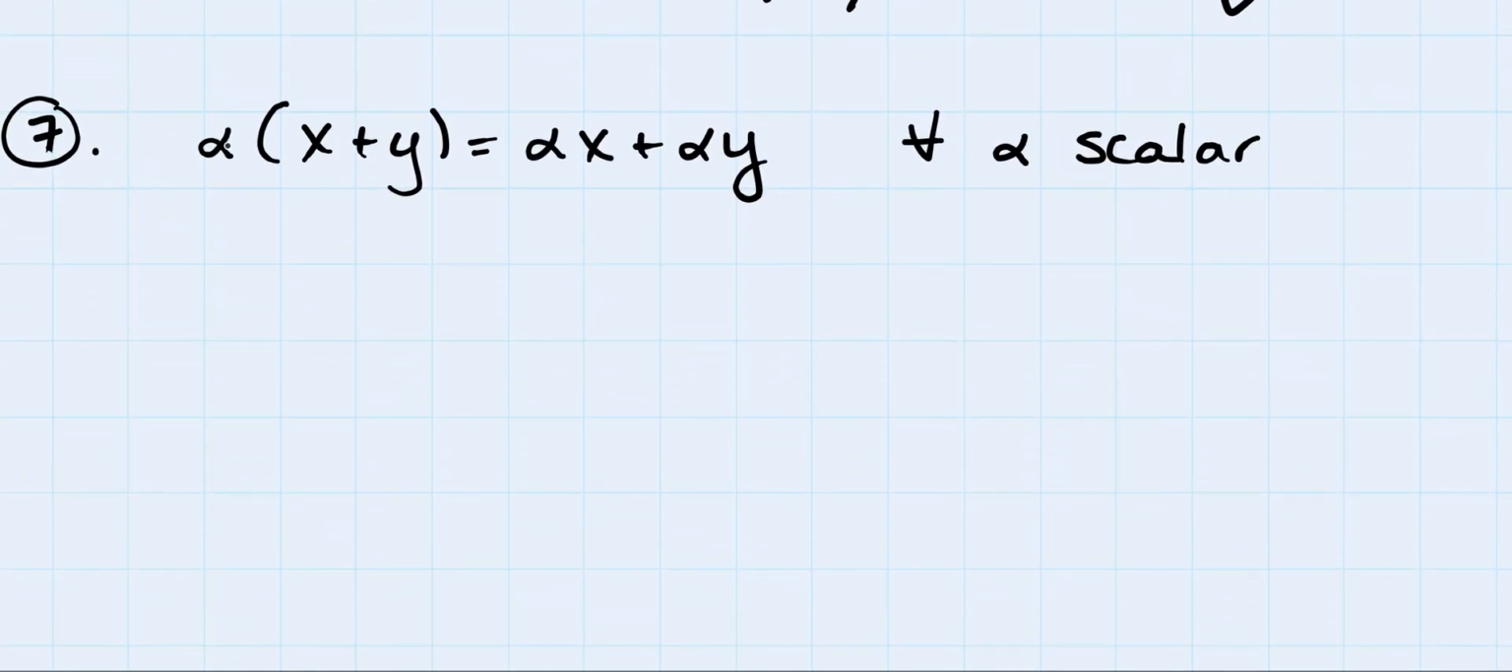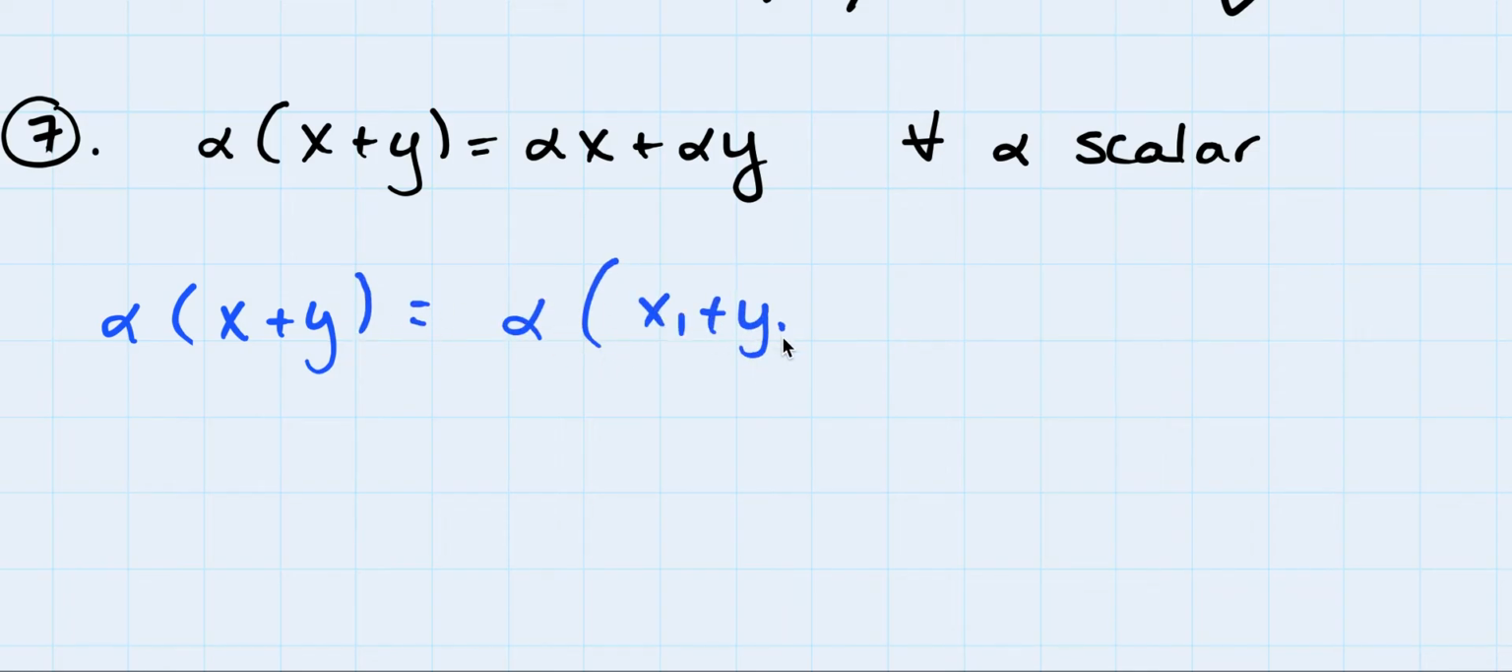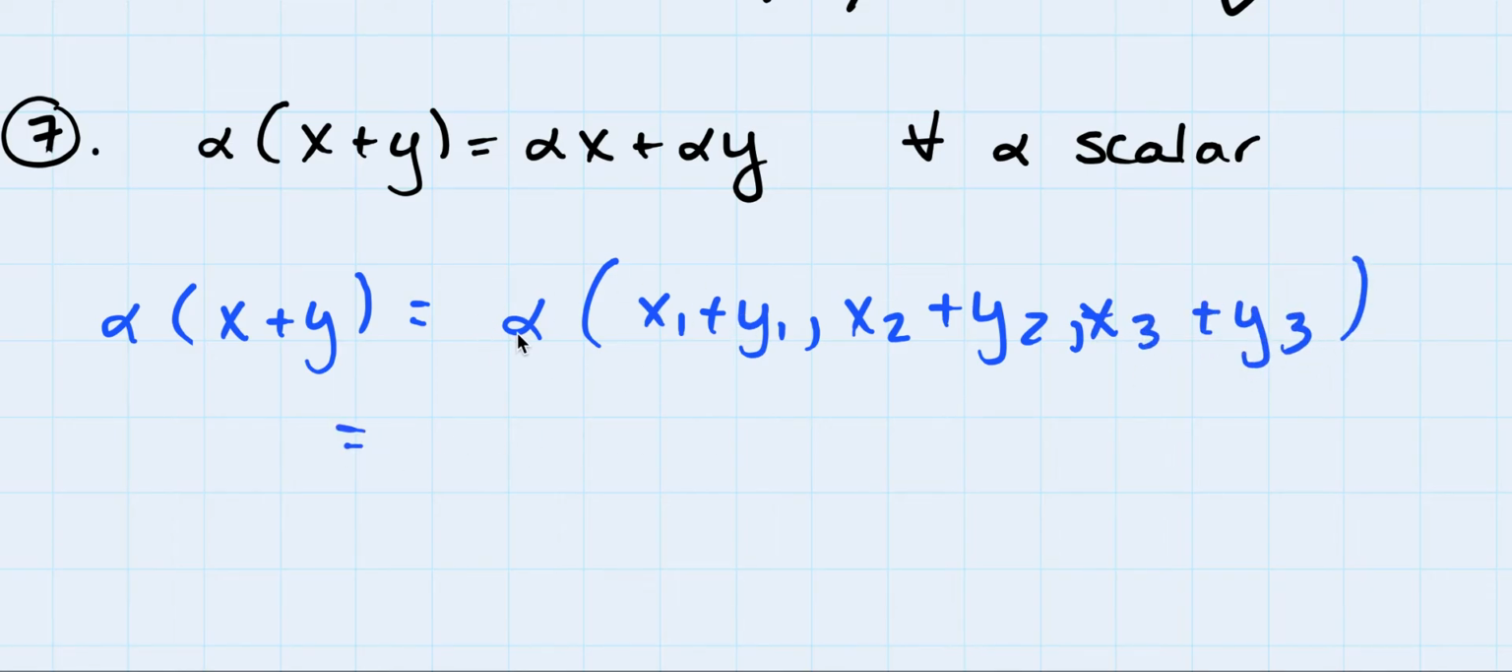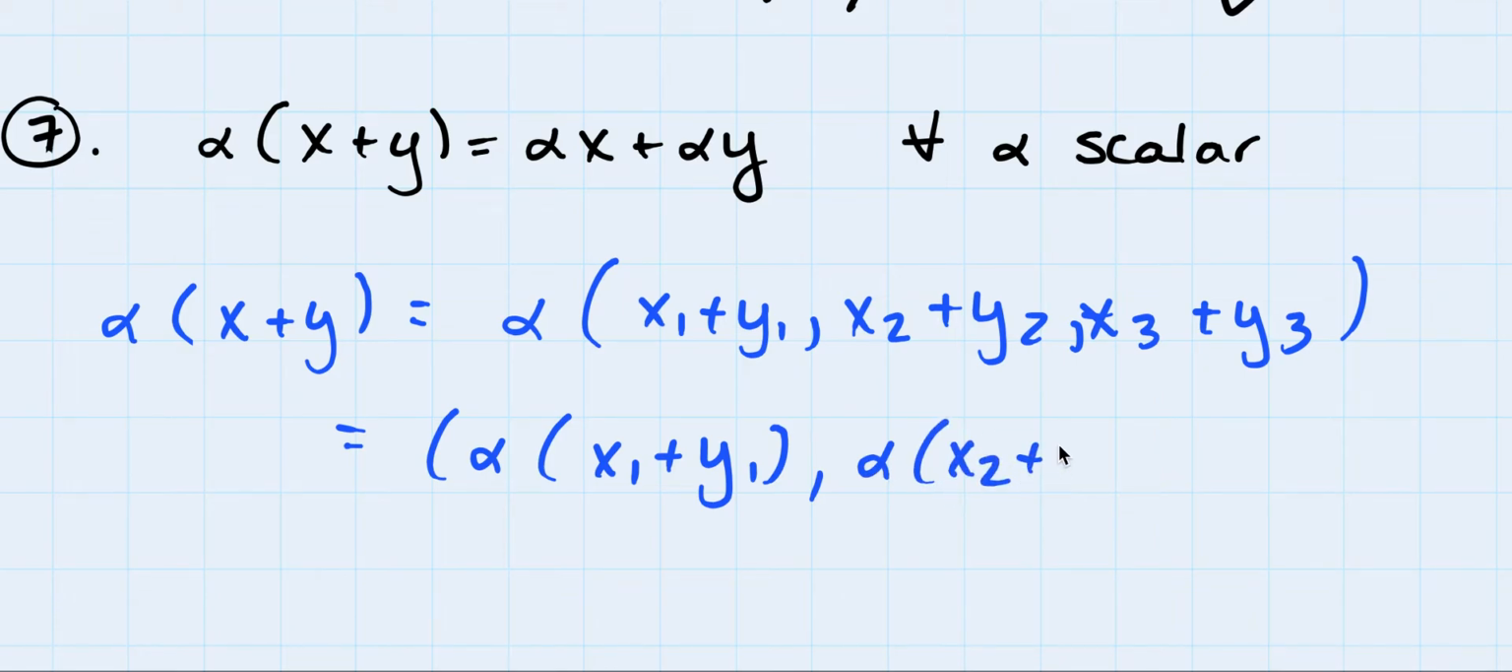The seventh property is that a scalar distributes. So we're going to check this. Alpha times x plus y is alpha times x1 plus y1, x2 plus y2, we've done the sum already, x3 plus y3. Sending in that alpha following the rule of scalar multiplication, this is alpha times x1 plus y1, alpha times x2 plus y2, alpha times x3 plus y3.